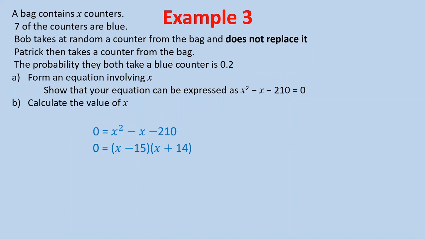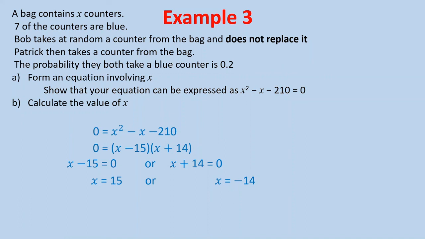However, to solve a quadratic, we need to consider that this expression multiplied by this expression equals 0. So either the expression in this bracket must be equal to 0, or the expression in that bracket must be equal to 0. So either x minus 15 is equal to 0, or x plus 14 is equal to 0. If x minus 15 equals 0, that means that x is equal to 15. If x plus 14 is equal to 0, that means that x is equal to negative 14. So we've got two answers for x.